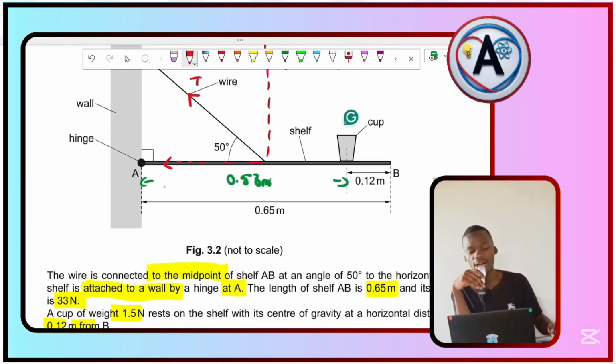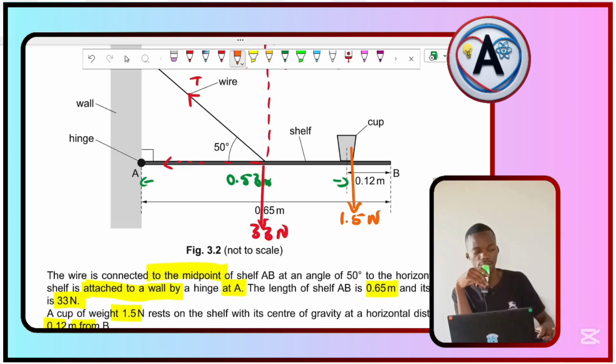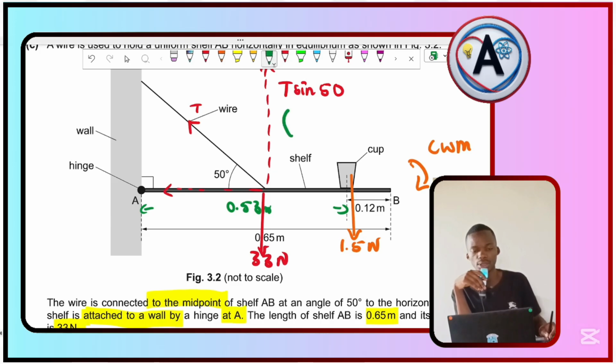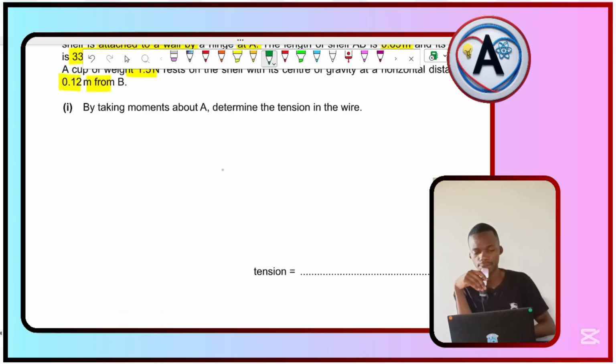So I now have the weight of my shelf acting in the middle. That's 33 newtons. I now have my little cup over here with its weight of 1.5 newtons also acting in that particular direction. So I'm going to work with those two things to arrive at an answer. The two weights here are providing my clockwise moment, and this tension going up in this direction is on its own providing the anti-clockwise moment.